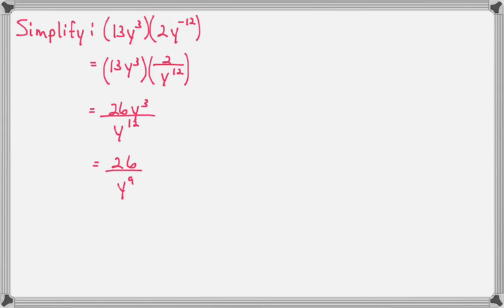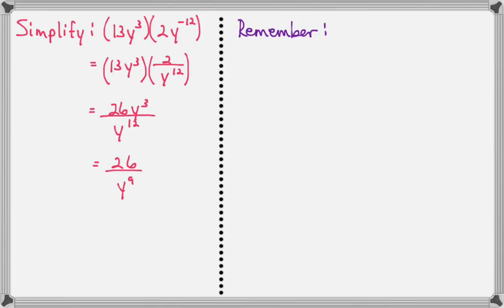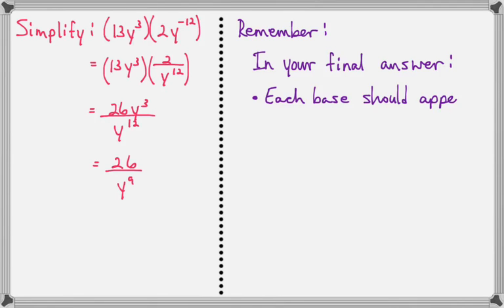So let's just recap what we've seen as far as exponent rules and how you know when you finish a problem. In your final answer, each base should appear only one time. You should not have y's in the top and y's in the bottom. If you do, you need to simplify so that you only have a y one place. So each base appears only once.